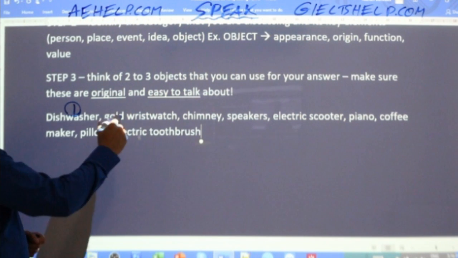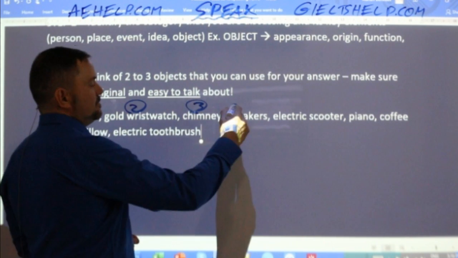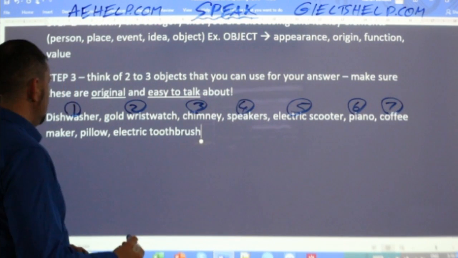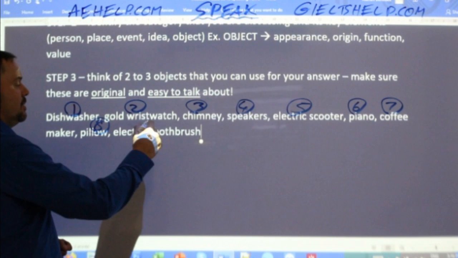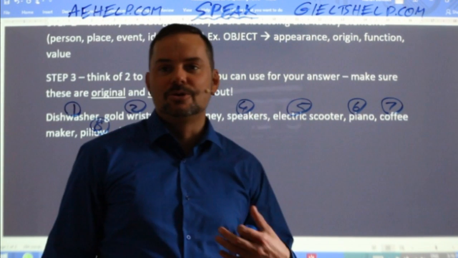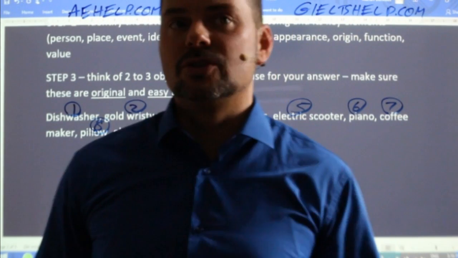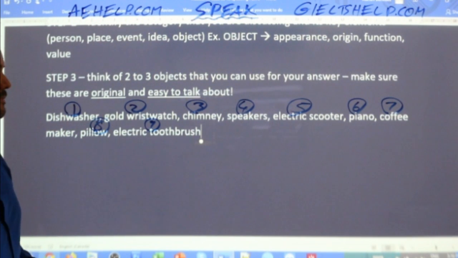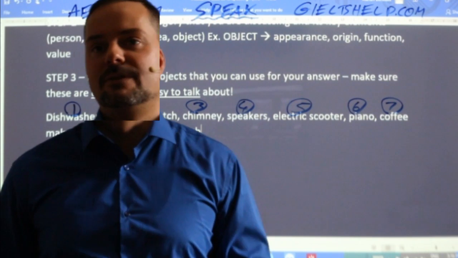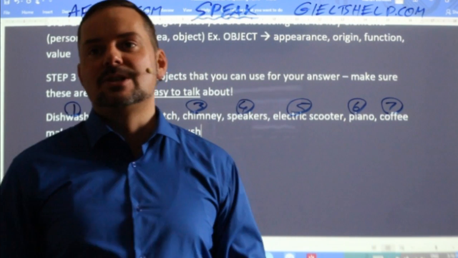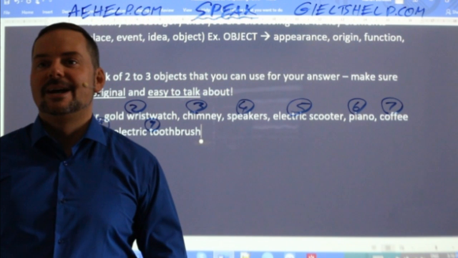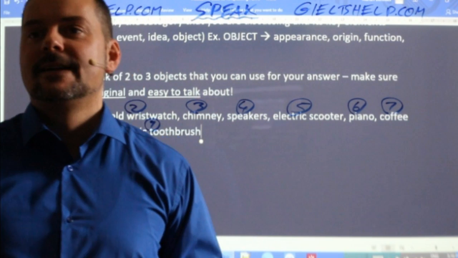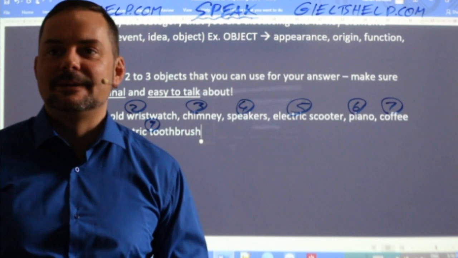So dishwasher, number one, gold wristwatch, two, chimney, three, speakers, four, electric scooter, five, piano, six, coffee maker, seven, pillow, eight, electric toothbrush, nine. Let's take a vote. The one that I see is the most popular, we'll use that for today's answer. So go ahead, students. Vote just once for one of these objects. Okay, just once for one of these objects. I see Ferdows says six, Roshni says three, one. Kim says pillow, two, nine, nine. Okay, nine's getting quite a few votes here. Six seems to be popular. One seems to be popular.